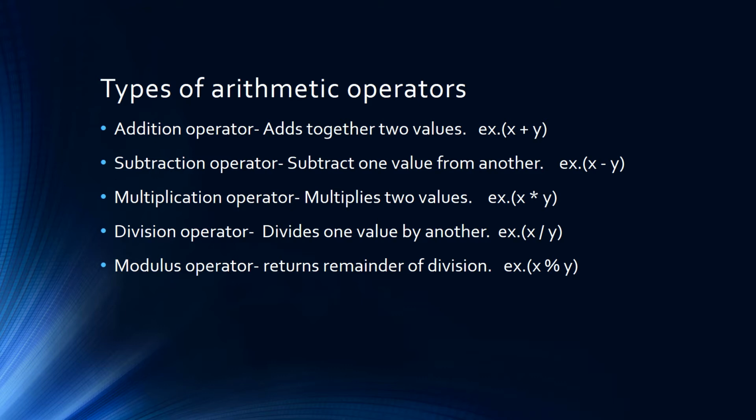And here's an interesting one, the modulus operator. It returns the remainder of the division. So right here, x, and the percent sign is modulus, y. So for instance, let's say I had 8 divided by 2, that would give me 4. But let's say I had 9 modulus 2, then the remainder of 9 divided by 2 is 1. So the modulus will give me 1 as the answer.